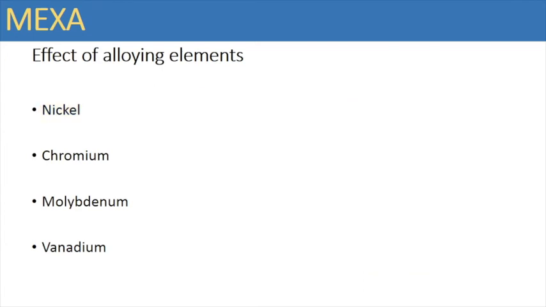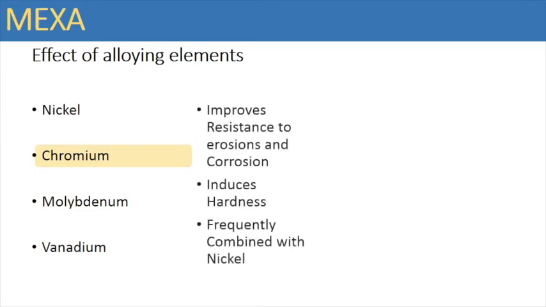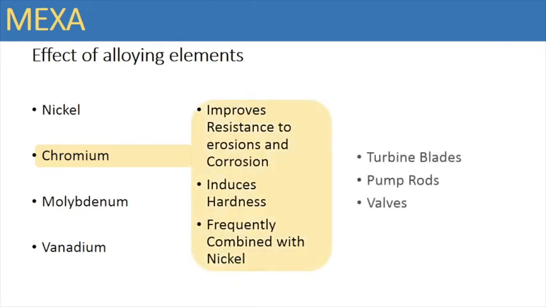rods. Addition of chromium increases grain size, induces hardness, improves resistance to erosion and corrosion. This element is frequently combined with nickel to produce stainless steels and irons which are used for such items as turbine blades, pump rods and valves.